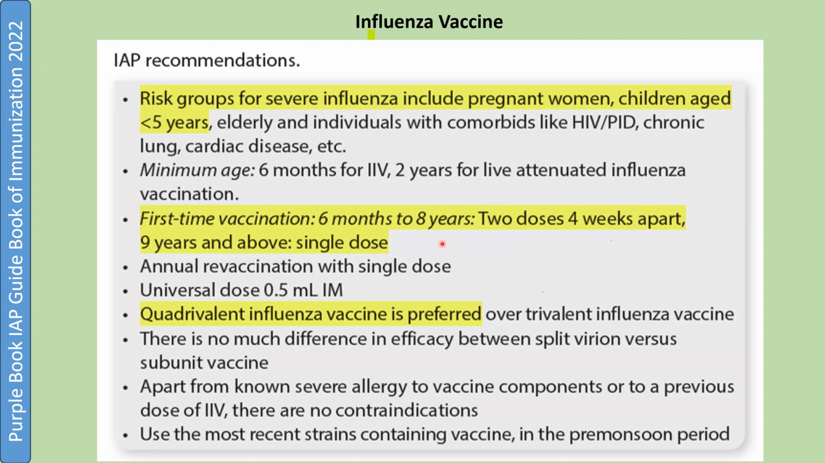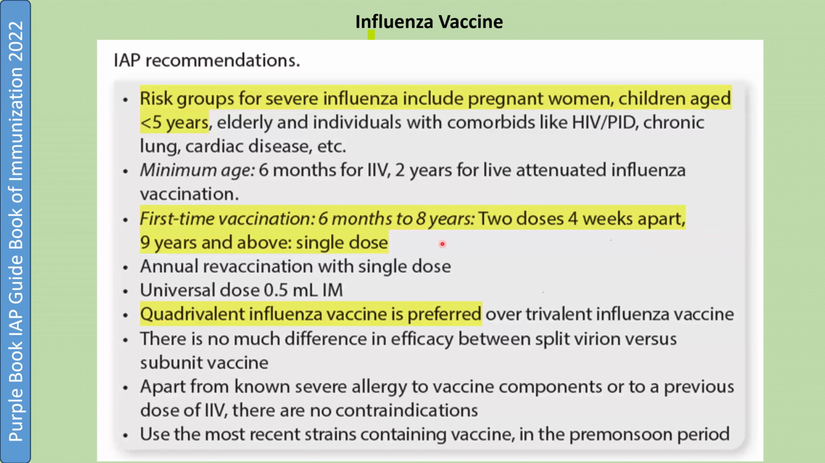Quadrivalent influenza vaccine is preferred over trivalent influenza vaccine. There is not much difference in efficacy between split virion versus subunit vaccine. Apart from severe allergy to vaccine components or to a previous dose of inactivated influenza vaccine, there are no contraindications. Use the most recent strains containing vaccine in the pre-monsoon period, before the start of the monsoon.